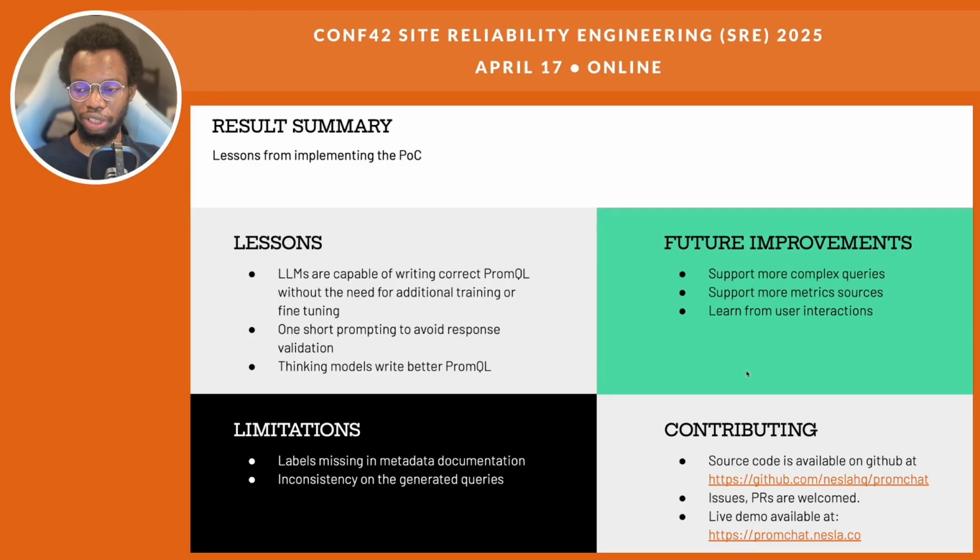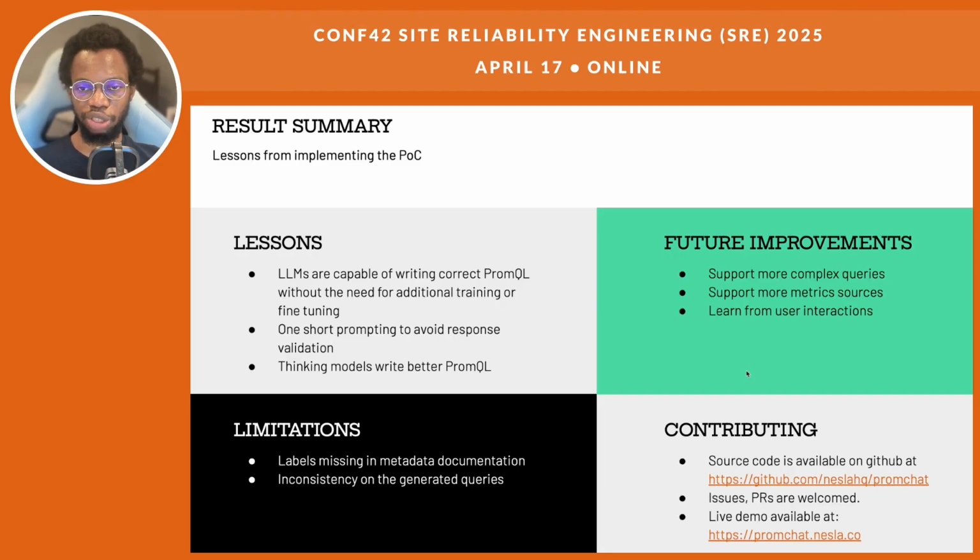The source code is available on our GitHub profile. The project is open source. So if you go to Nestle HQ on GitHub, you see the source code for the prompt chat app. Issues and PRs are welcome as a means of contributing to the project. Also, the web interface that I was playing with, shown in the slides, is available at promptchat.nespa.co. You can basically visit that. You don't need any authentication or payment or anything.